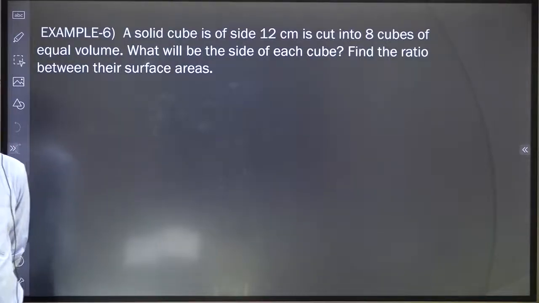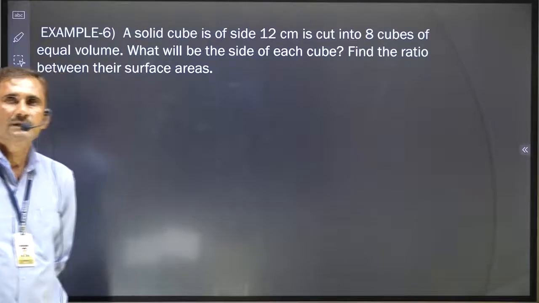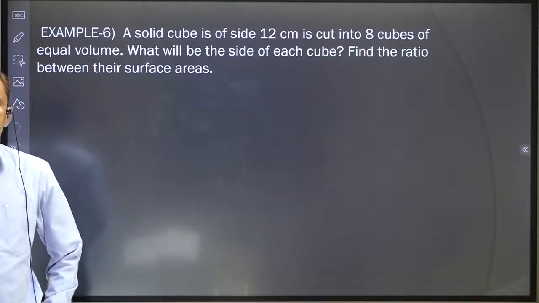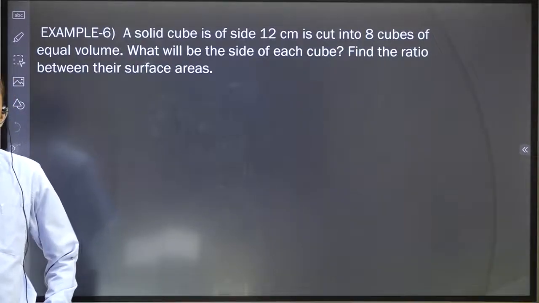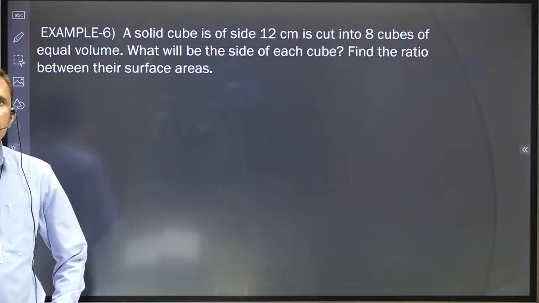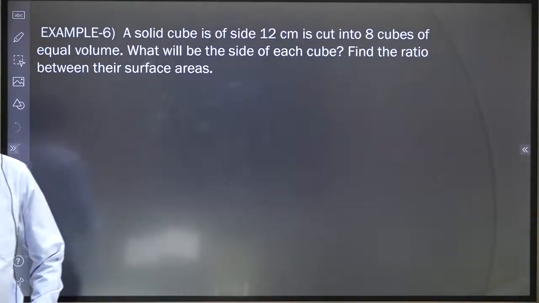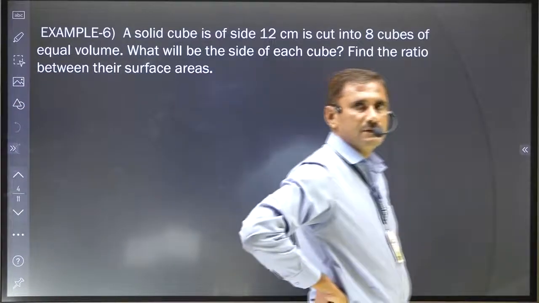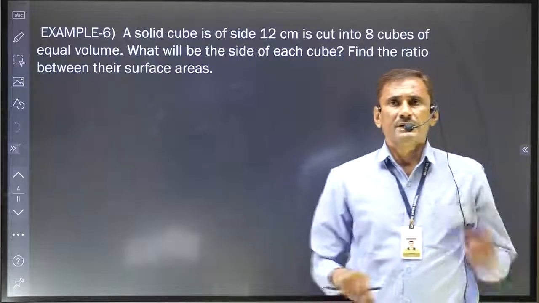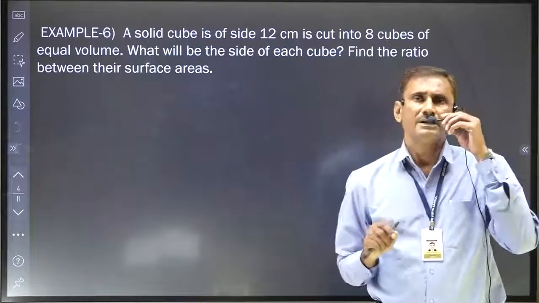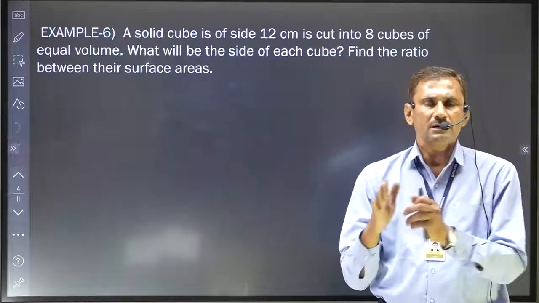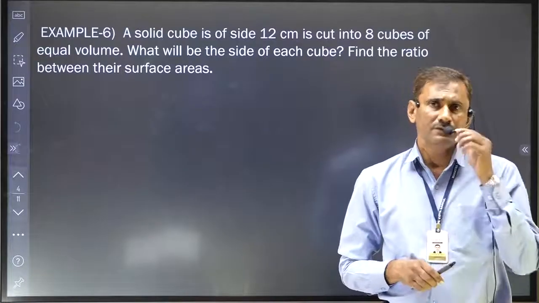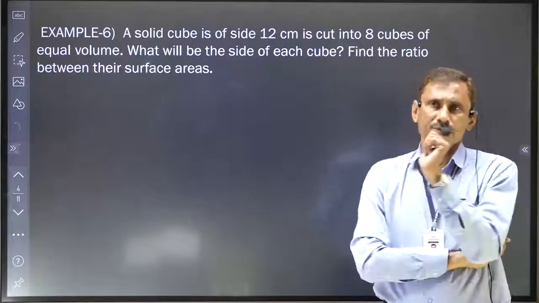Now you can see the question: a solid cube of side 12 centimeter is cut into 8 cubes of equal volume. What will be the side of each cube? Find the ratio between their surface area. First of all, understand the question. There was a much bigger cube. Now it is divided into 8 smaller cubes. Whenever any solid shape is divided, its volume is divided into parts. So the smaller cube's volume will be one eighth of the bigger cube's volume.